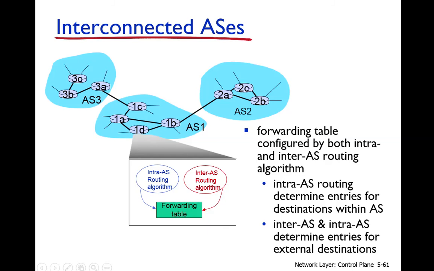The forwarding table in a router is configured by both the intra-autonomous system and inter-autonomous system routing algorithms. The intra-autonomous system routing algorithm determines the entries for destinations within the autonomous system, and the inter-autonomous system routing algorithm determines the entries for external destinations, that is, destinations outside the autonomous system.